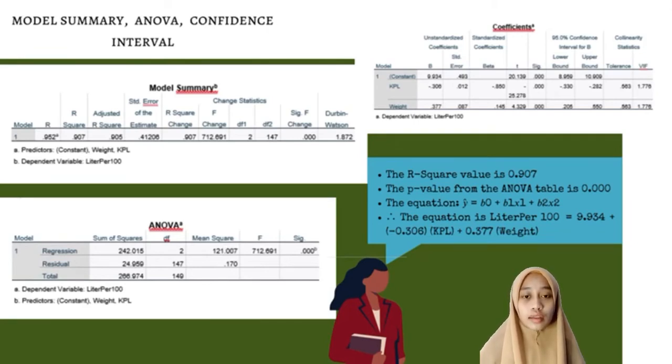The 95% confidence interval for the weight is negative 0.205 and 0.550, where the value of 0 falls within the interval, indicating weight is not a significant predictor of liter per hundred, whereas the 95% confidence interval for the KPL is negative 0.330 and negative 0.282, where the value of 0 does not fall within the interval, indicating the KPL is a significant predictor of liter per hundred.